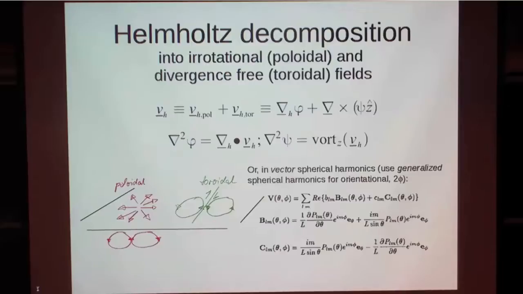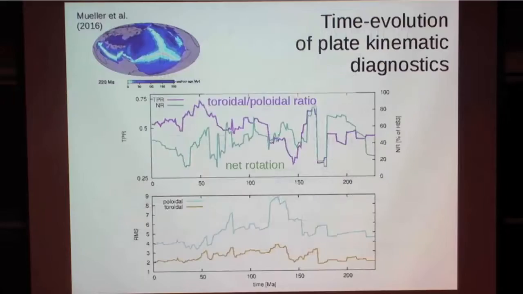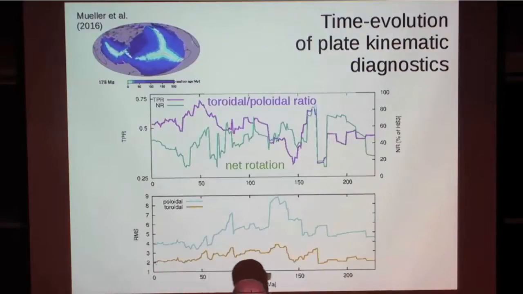We can do this in Cartesian, or we can do it in spherical harmonic space, and the vector spherical harmonics were introduced yesterday already. I'm using the same thing here. If you're looking at azimuthal anisotropy that has 180-degree periodicity, you have to use generalized spherical harmonics. So we can take the velocities from a plate reconstruction, here Müller's recent, the EarthByte group's recent reconstruction. We can then just do some statistics on it.